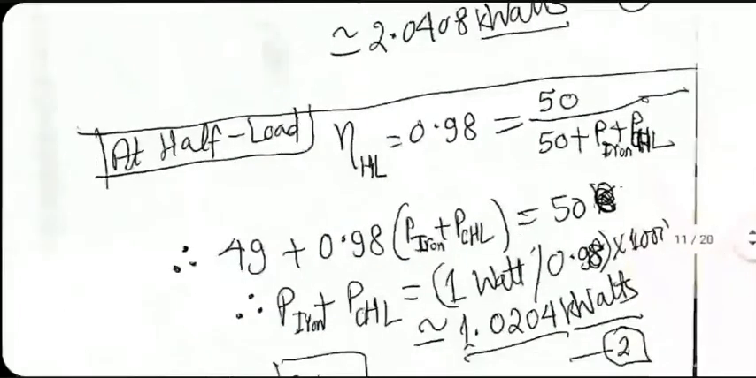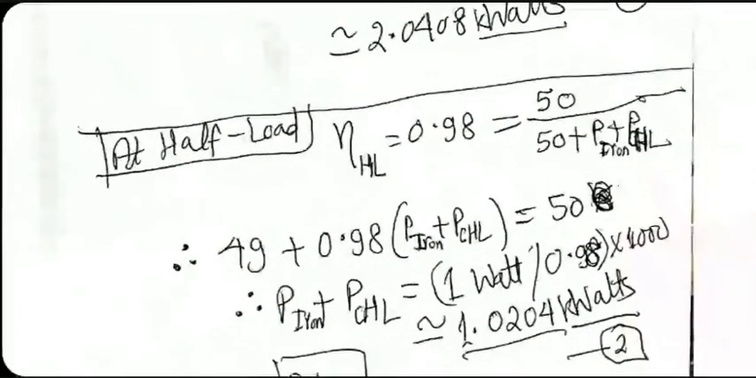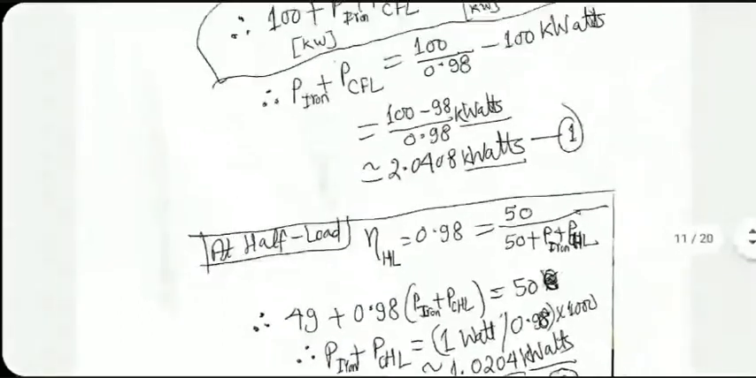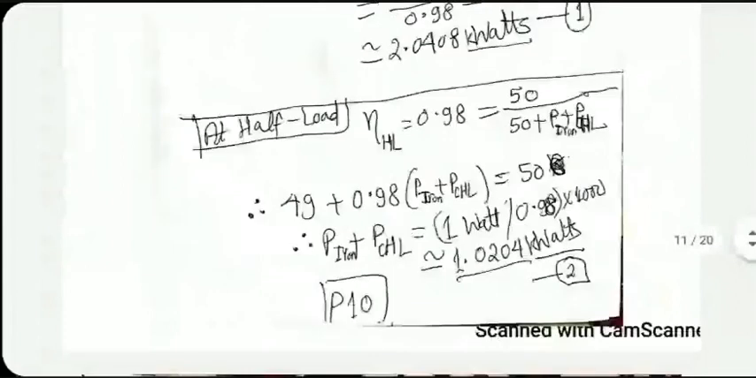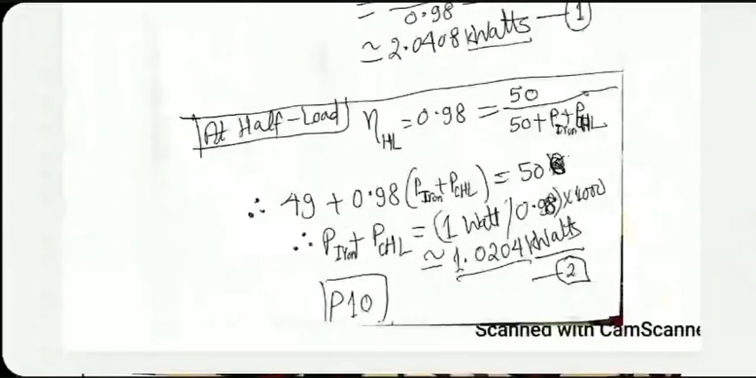And efficiency is again 0.98. So we solve this equation. We get P iron plus PC half load equal to 1.0204 kilowatts. So you have got two equations. One tells you P iron plus full load copper loss. The other one tells you P iron plus half load copper loss.